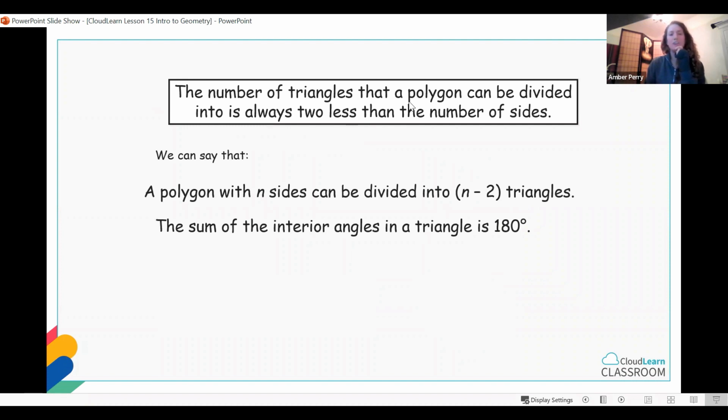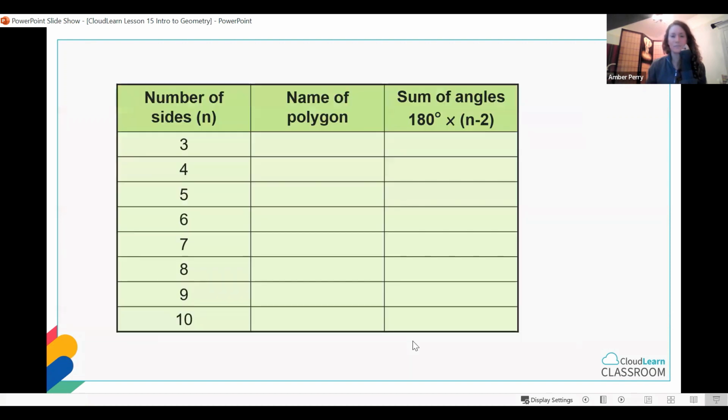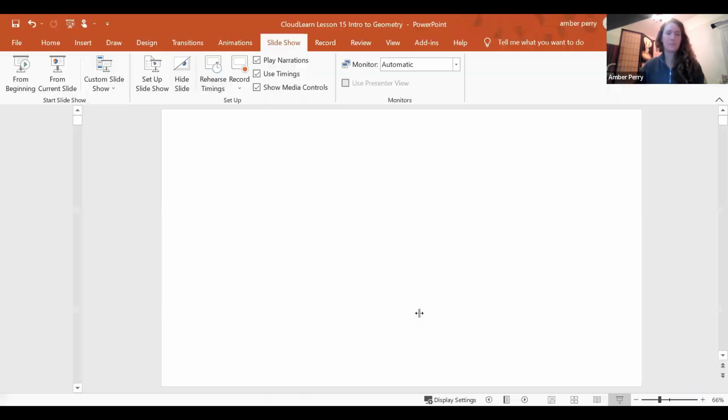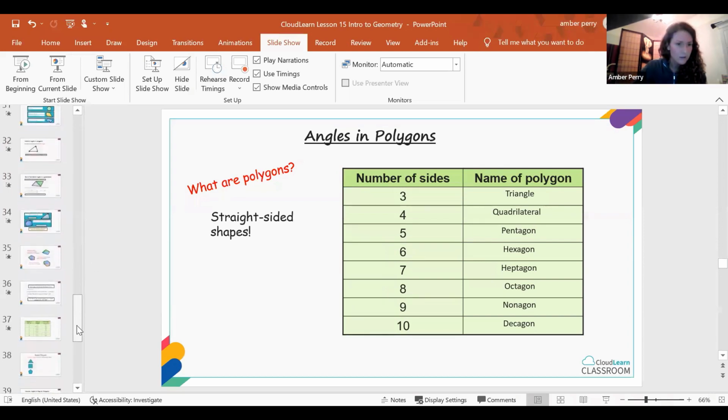But the number of triangles that a polygon can be divided into is always 2 less than the number of sides. So you can take the number of sides, minus 2, and then you know there are that many triangles. And then you can multiply that by 180 degrees to find the sum of the interior angles in an n-sided polygon. So I'm going to skip this. I'm going to go and do some actual maths with this now.